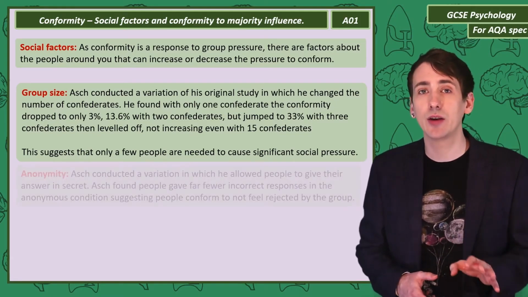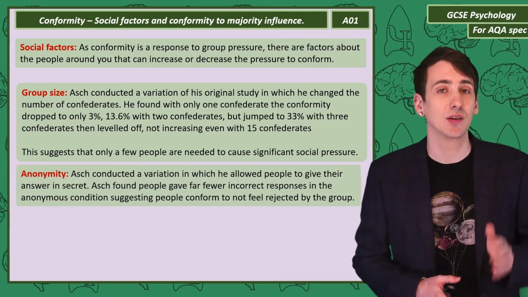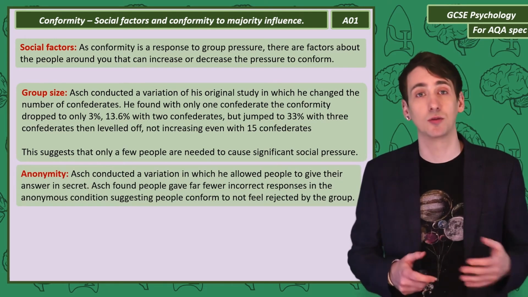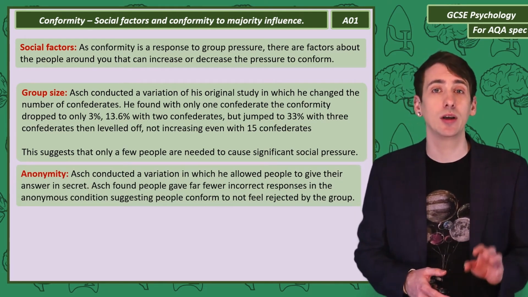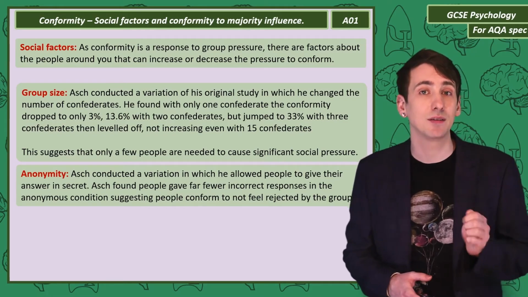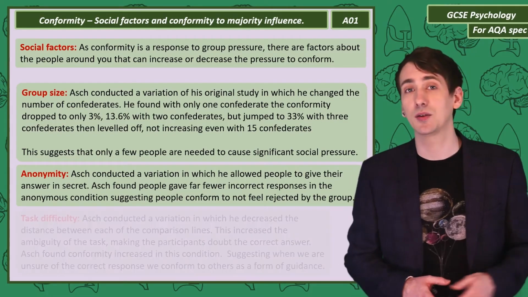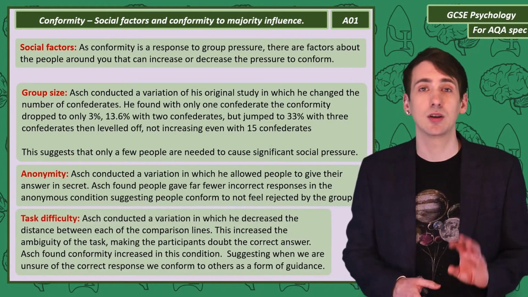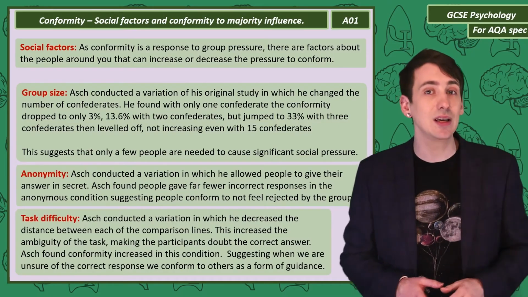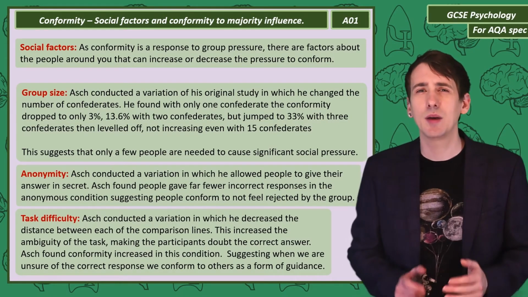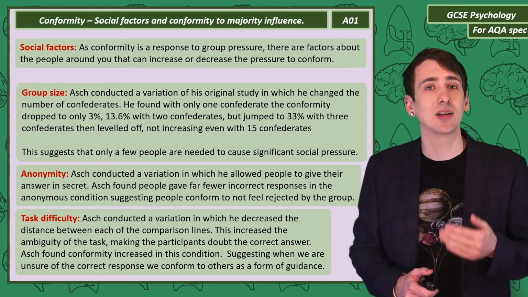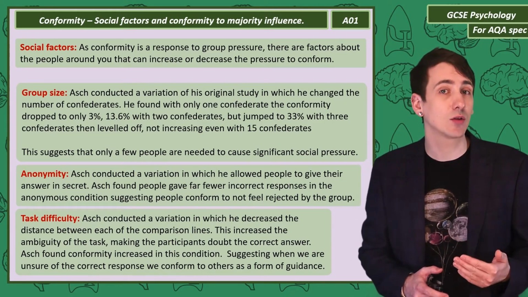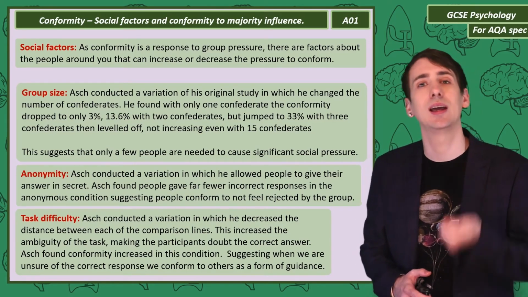Anonymity. In this variation, participants could give their response in secret. Participants conformed far less in this condition. This suggests that people were only conforming because they felt a desire to fit in with the group. Task difficulty. In this variation, Asch reduced the differences between each of the comparison lines. This made it a little bit more difficult to see what the correct response was. When the participants were made less sure of the correct response in this way, conformity increased.